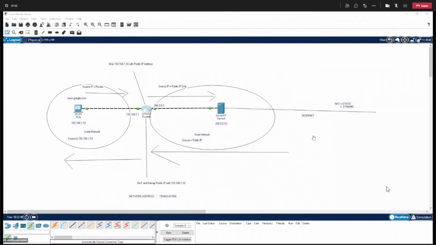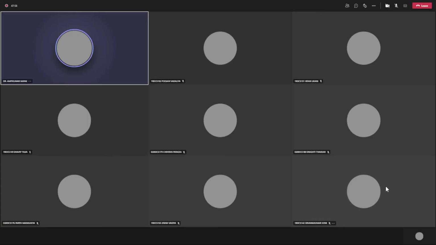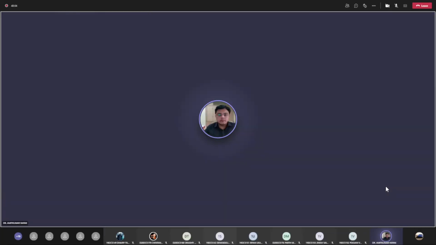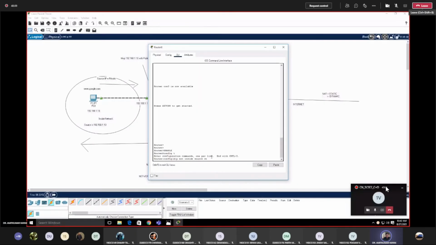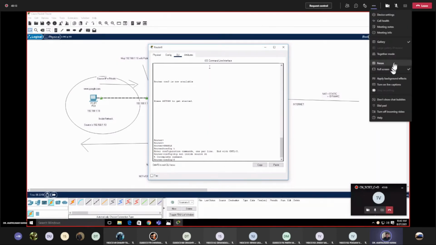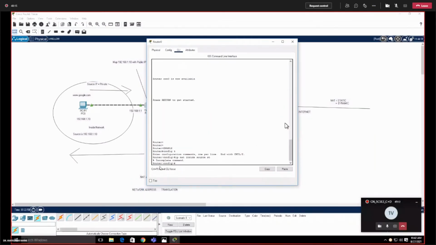Okay. So now the entire screen is shared with you on the router. Again, let me retype. Okay. So I hope that you have the idea about how to switch the router in the configuration mode.